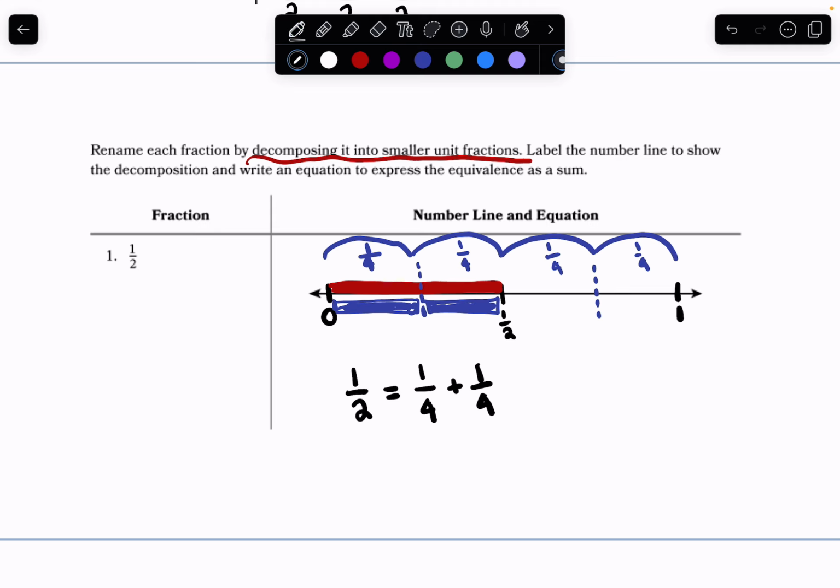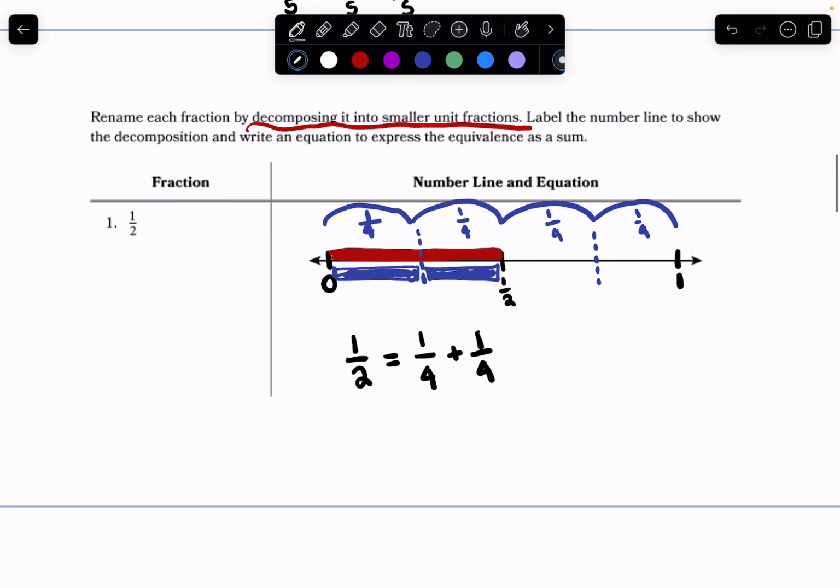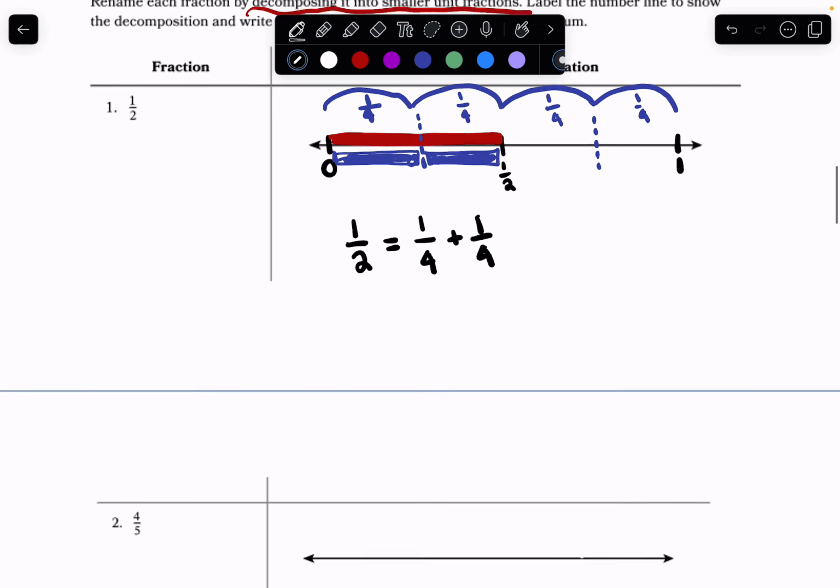All right. I hope that made sense. Like I said, I wish that I could have our manipulatives with us. Let's keep going, and hopefully you'll be able to pick it up.